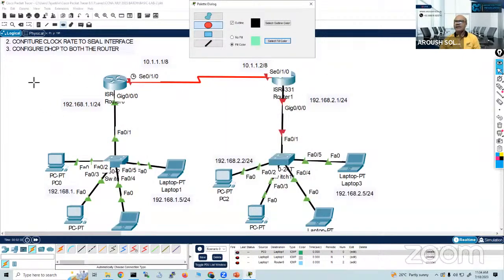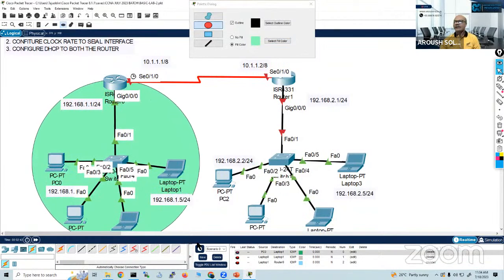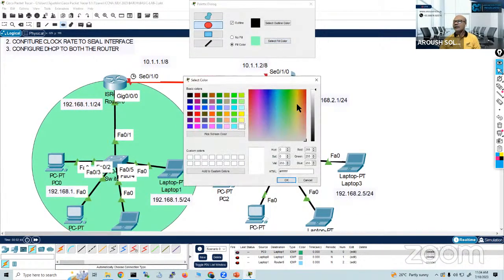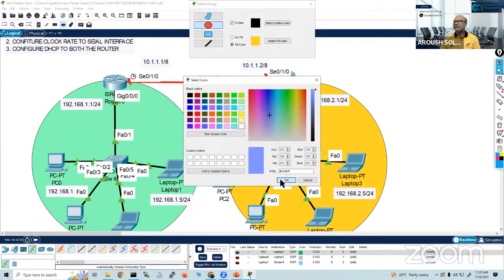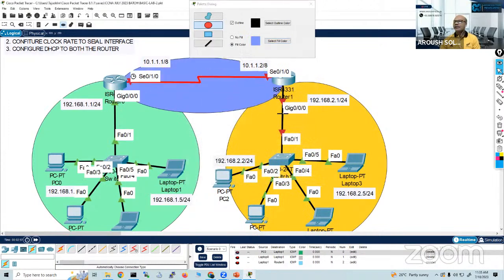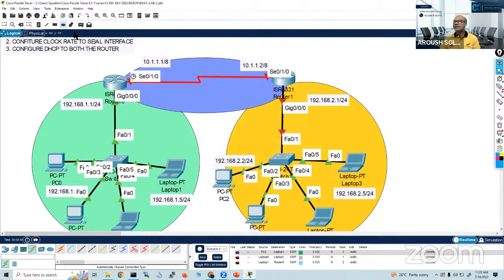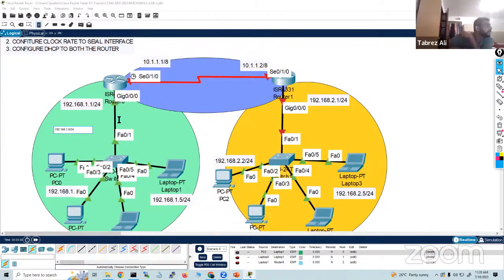See this side, one network, and the other side is a different network. How many networks are there here? There are totally 3 different networks, guys. What is the network ID here? Network ID is 192.168.1.0. This is your network ID.